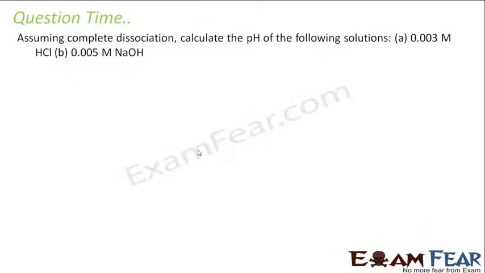Let's take the example. The question says, assuming complete dissociation, we define the pH of the following solution: 0.03 M HCl and 0.05 M NaOH. So it says that I have HCl and it completely dissociates into H plus and Cl minus. At t equal to 0, my HCl was 3 into 10 to the power minus 3 M.